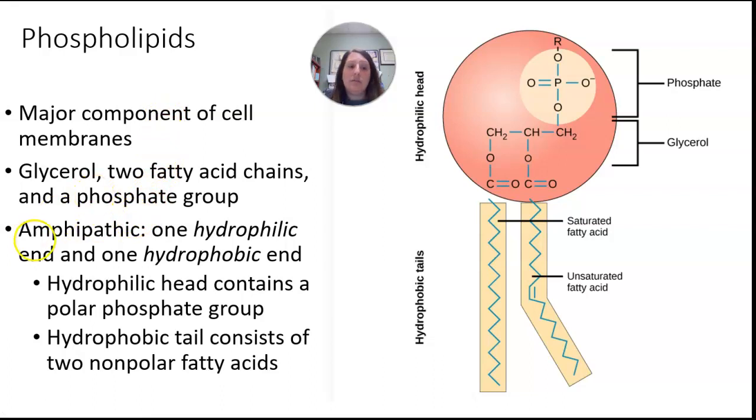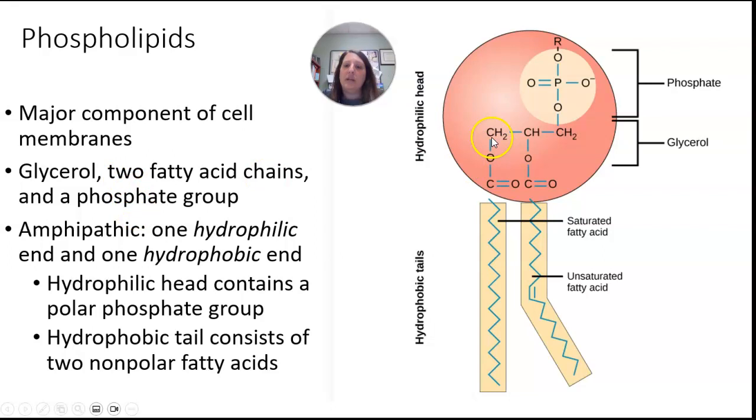Before I get there, let me just show you its structure. So it's made of glycerol, which you've seen, 2 fatty acid chains, which we've seen, right? We saw both of those when we looked at triglycerides, but here's the different part. It also contains a phosphate group. So instead of having 3 fatty acid chains, it has 2 plus a phosphate group.